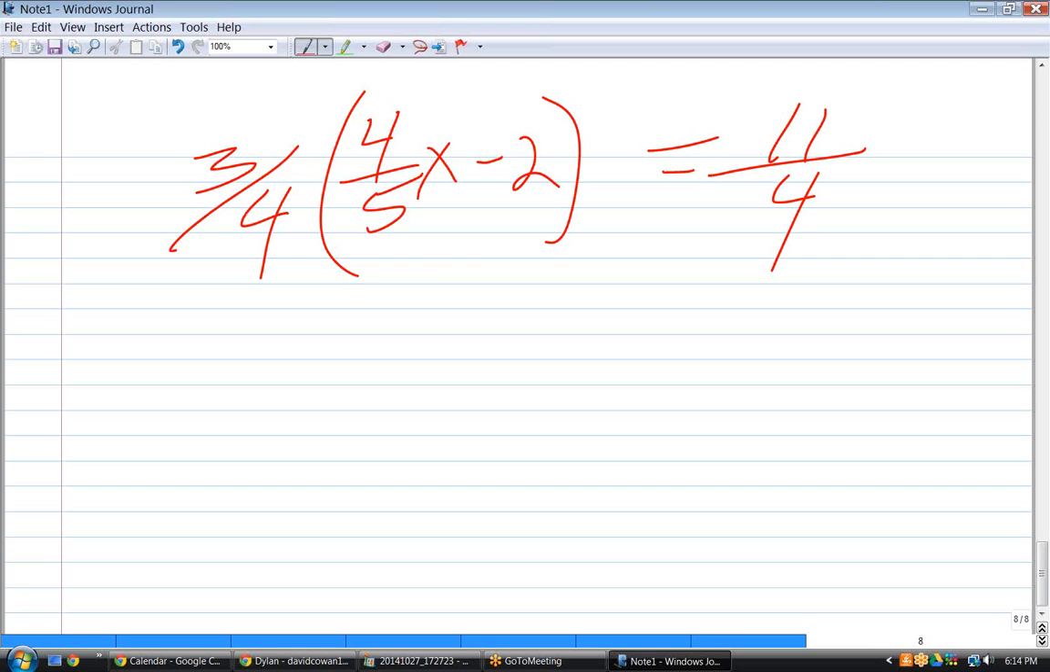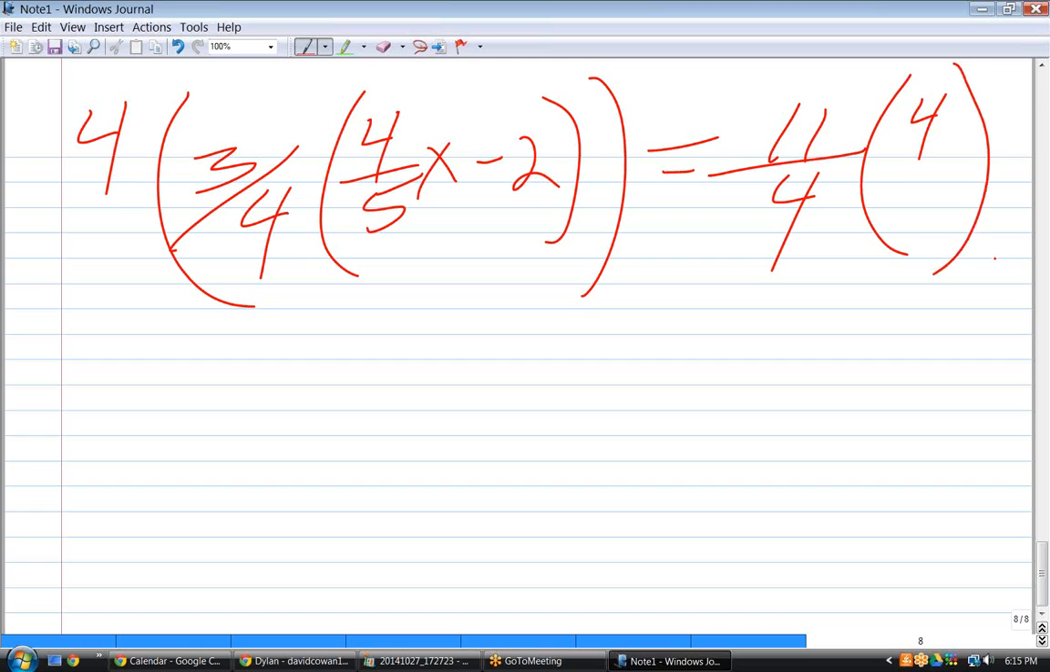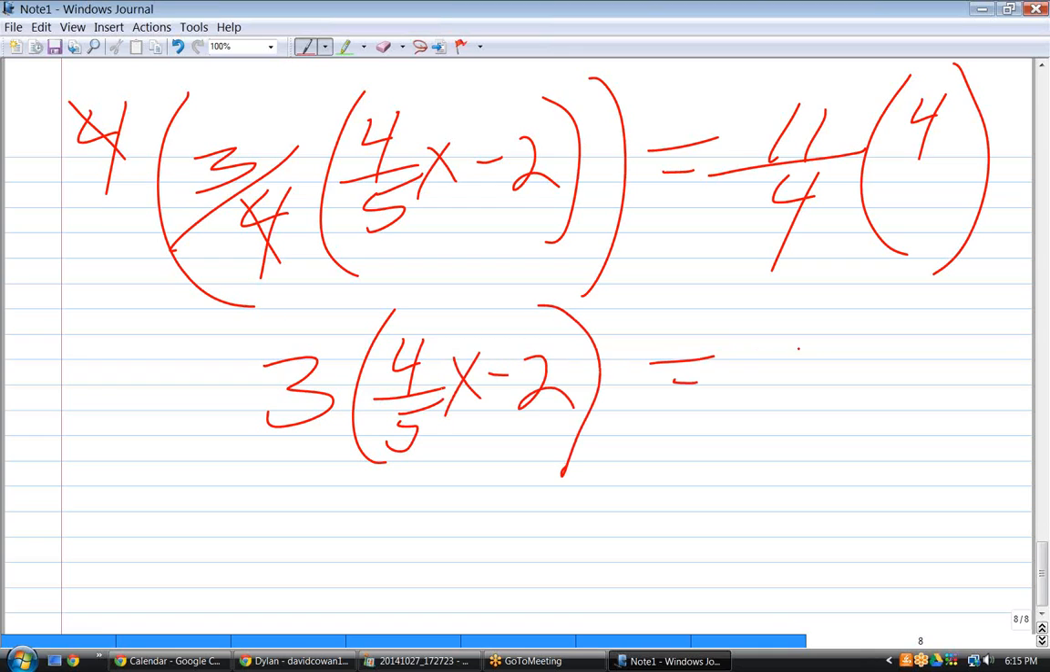Notice that the denominator of both sides of the equation is 4. So I'm going to multiply both sides of the equation by 4. See what's going to happen? We just eliminated the denominators. So what's now left on the left side? Do it in pieces. In other words, just do that and that. So what's left after you do that? 3 times 4/5 x minus 2 equals 11.